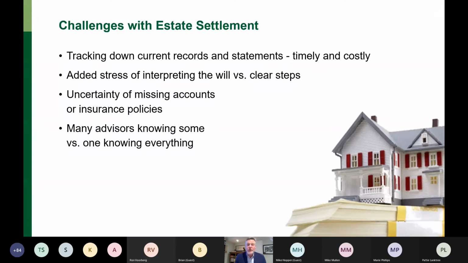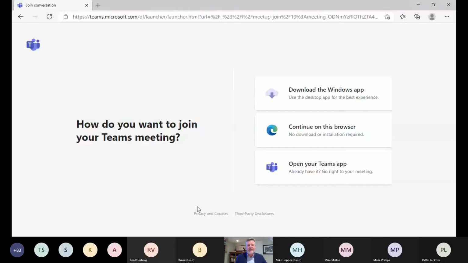There's also the added stress of interpreting the will versus having clear steps. What I mean by that is the will gives direction at a very high level: here's what we want done. Bobby gets 45%, Susie gets 45% of the assets, and then 10% goes to friends and maybe your favorite charity. But again, what it doesn't do is give the details of this.